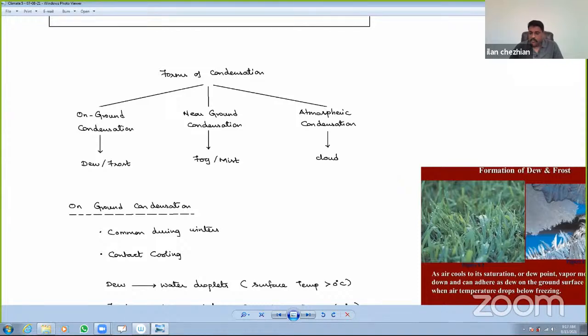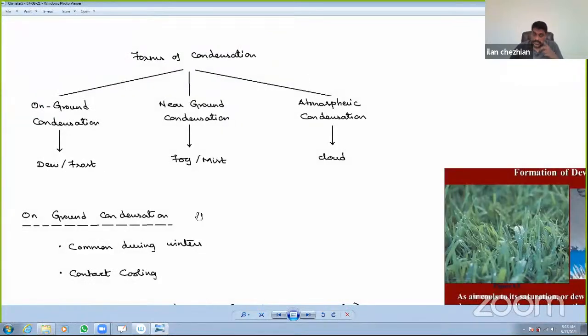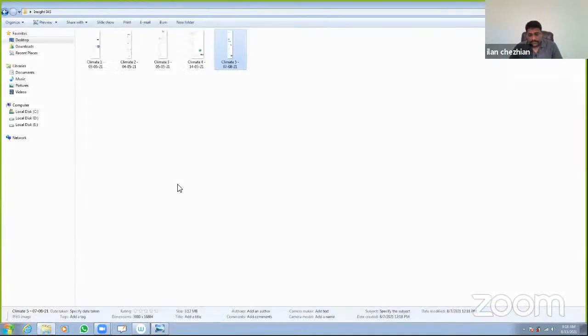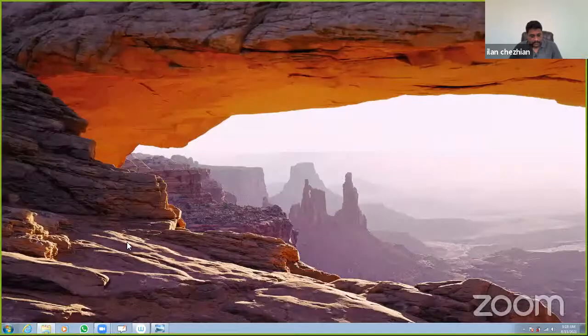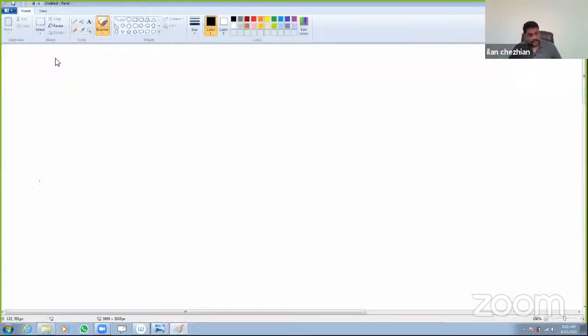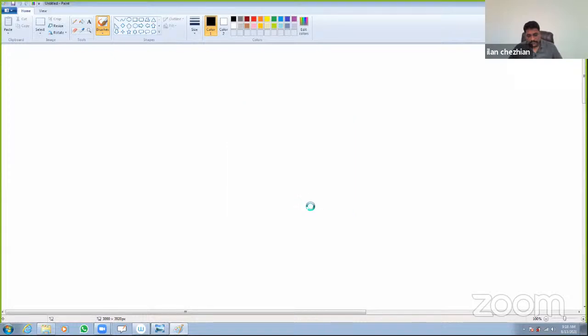Now, as I said, we have to talk about this. We completed on-ground condensation, where we have seen two types: one is dew and two is frost. When we talked about near-ground condensation, we talked about fog and mist. So we'll be talking about atmospheric condensation.